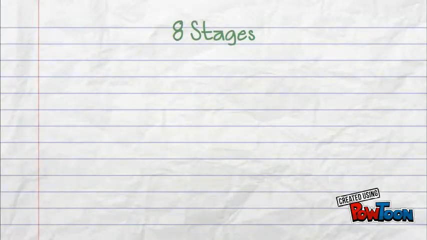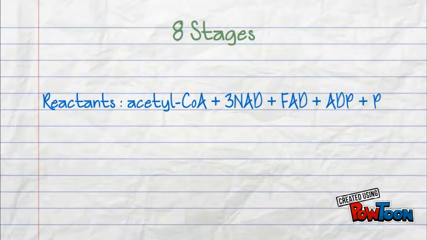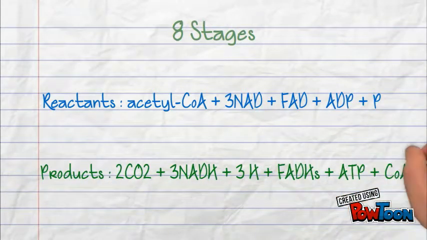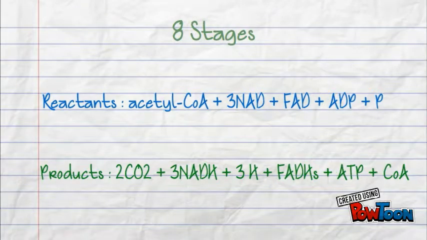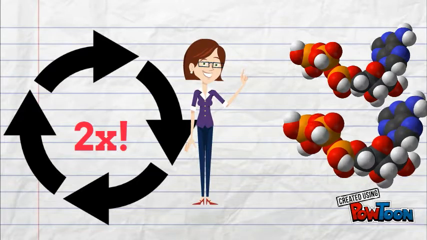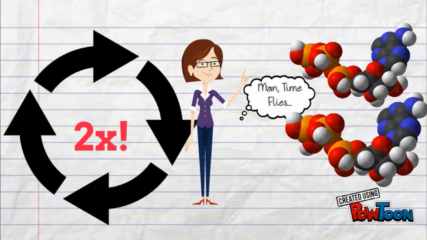The reaction for this stage is an acetyl-CoA, 3 NAD+, an FAD, an ADP, and a phosphate to produce 2 carbon dioxides, 3 NADHs, 3 hydrogens, an FADH2, an ATP, and a CoA. This cycle will happen twice, and the end result should have 2 ATPs produced. And it also happens twice because the glucose molecule yields 2 pyruvate molecules.